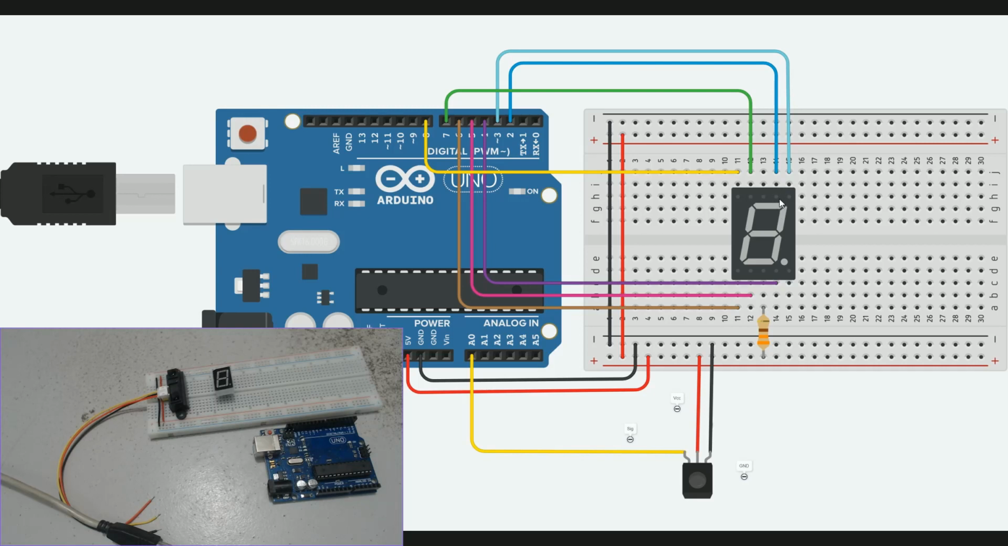Finally, on my analogical input A0, I'm going to connect my infrared sensor. Remember, this infrared sensor is going to detect the distance from the sensor to the obstacle, and then this signal goes to the analogical input. You get the data, and depending on this data, you control the display to show a number according to the distance.